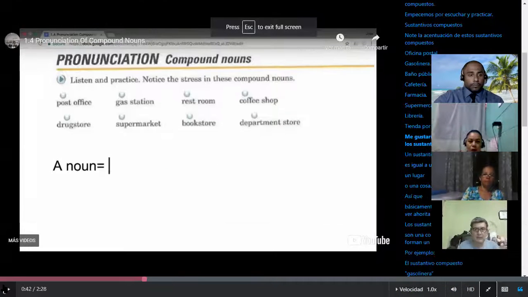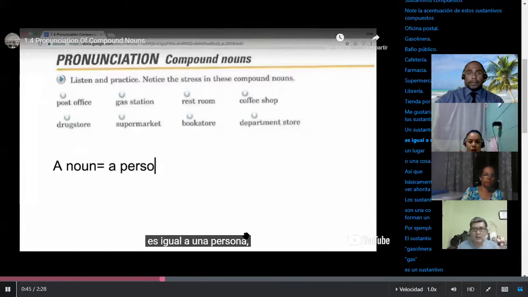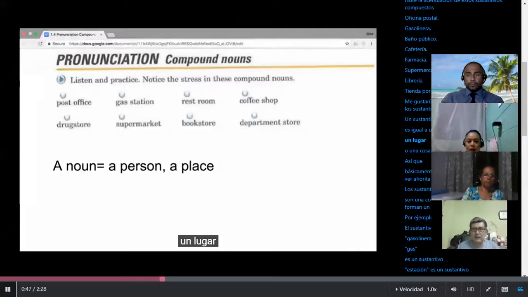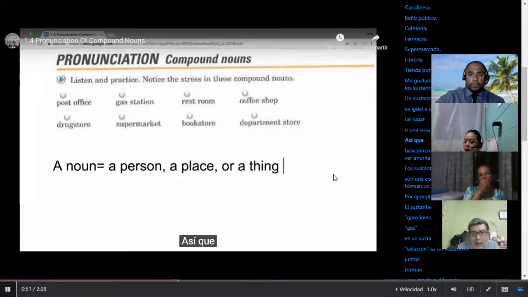¿Nos puede hacer el favor de compartir siempre la captura de pantalla? Yes. Solo tres vamos a pronunciar, teacher, todas.